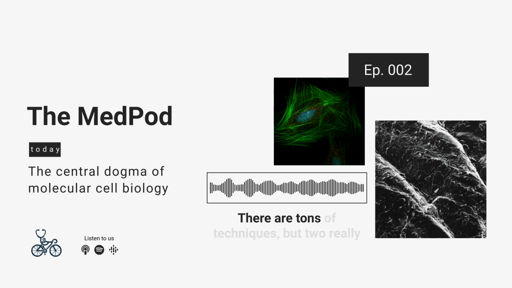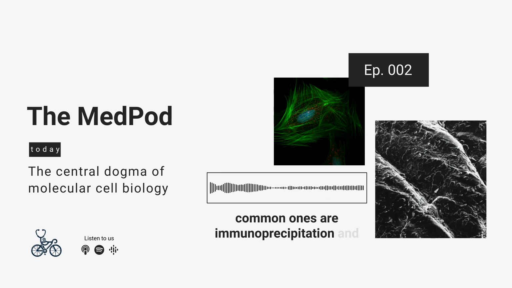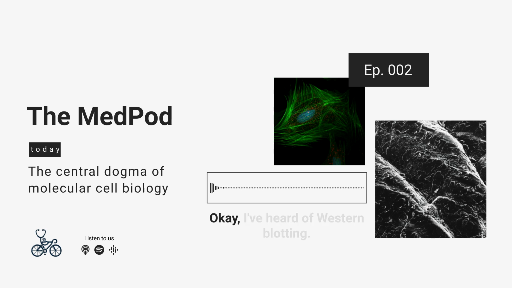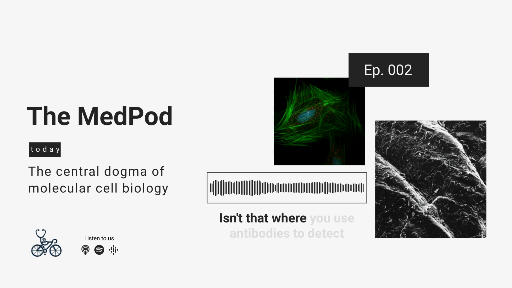Yeah. There are tons of techniques, but two really common ones are immunoprecipitation and Western blotting. I've heard of Western blotting. Isn't that where you use antibodies to detect specific proteins? Bingo. You separate the proteins by size on this gel, and then you can visualize them. And that tells you how much of a specific protein is there, and even if it's been modified.